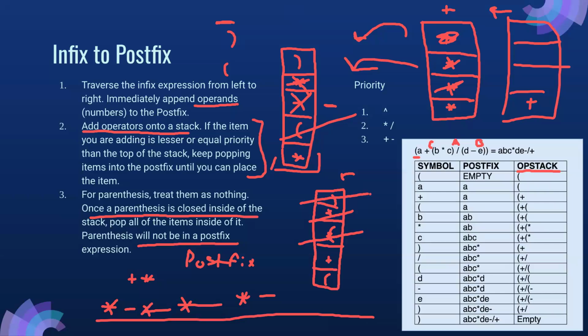So that's basically it. Step 1, operands go straight into the postfix. Step 2, add operators into the stack, popping when the thing added is of lesser or equal priority to the thing at the top of the stack. Parentheses: treat them as their own little mini stack, never pop past an opening parenthesis. And then once that parenthesis closes, pop everything in between them in order. That is basically the general gist of infix to postfix. Any questions before I move on to postfix to evaluation?